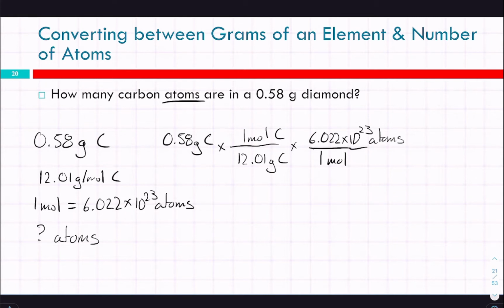So I do 0.58. And then it's been a while since we had a problem that had this many steps. Again, I always multiply across the top and then divide by everything that's on the bottom. So 0.58 times 6.022 times 10 to the 23, then divided by 12.01. So we only have 2 sig figs, so this will be 2.9 times 10 to the 22 atoms of carbon.